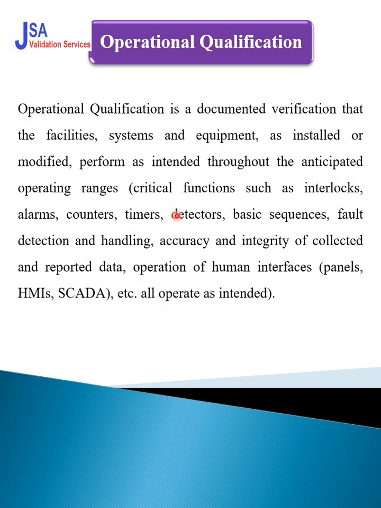Now operation qualification. Operation qualification is basically documented verification that the facility, system and equipment, as installed or modified, perform as intended throughout the anticipated operating range. Critical functions such as interlock, alarms, counters, timers, detectors, basic sequence, fault detection handling, accuracy, integrity of collected data, and reported operations of the human interface, panels, HMI, SCADA all operate as intended. So we have to check every function in the operation qualification.